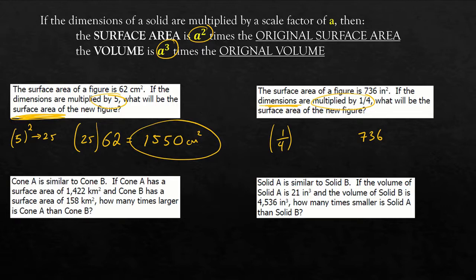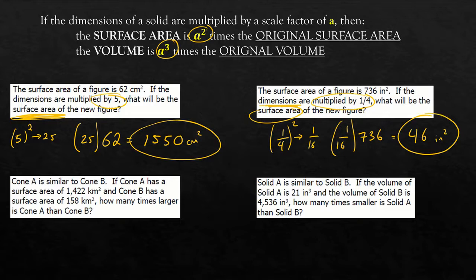And so here it says surface area. So once again, we're going to square it, and that gives me a new scale factor of 1 over 16. And so to get our new surface area, we multiply it, and we end up with 46 inches squared. And so for this particular one, we had a reduction. And it's the same thing for all of them.